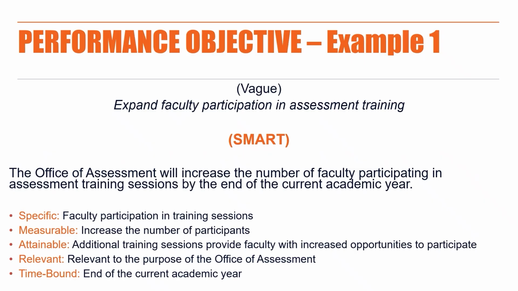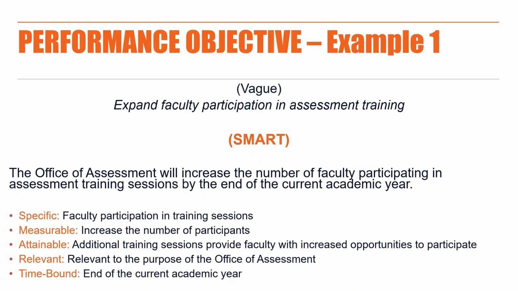The vague objective, expand faculty participation in assessment training, conveys a general intention, but it does not clearly define what will be measured. The revised SMART version improves this by stating that the Office of Assessment will increase the number of faculty participating in training sessions by the end of the academic year. This objective is specific because it focuses on faculty participation in assessment training sessions. The use of a single action verb, increase, makes the objective measurable because participation can be tracked through attendance data. The objective is attainable because offering additional training sessions provides more opportunities for faculty to participate.